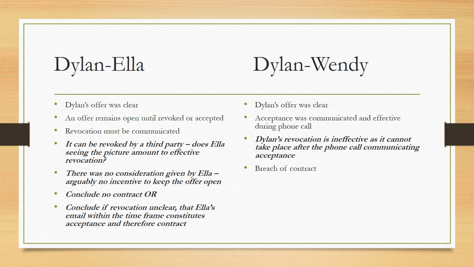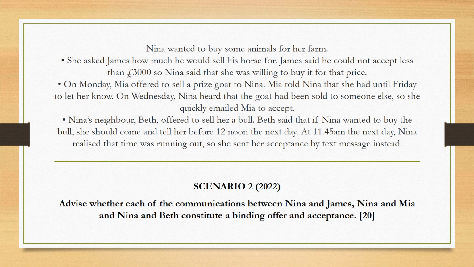So I hope that makes sense to you, and we can have a look at another scenario. So here is the most recent scenario, which involved students advising whether there is an offer and acceptance. And this was from the summer 2022 paper. So this involved 3 potential communications, and students needed to say whether there was an offer made first and then whether acceptance had taken place.